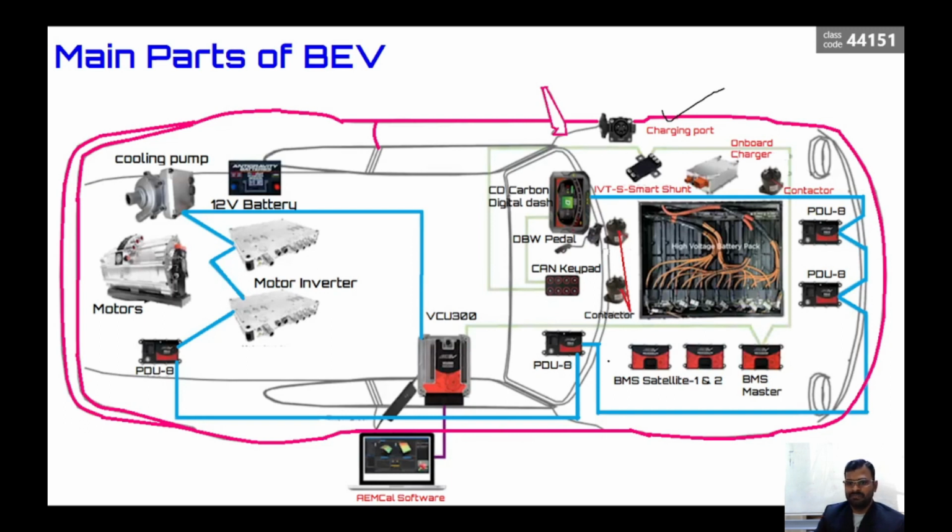We also have other devices or equipment like the carbon digital dash, which shows you all the parameters while you are driving the car, the DBW pedal, that is the drive by wire pedal, and the CAN keypad. We have two contactors to connect the high voltage battery to the inverters and other equipment. Apart from that, another important system in this BEV is the battery management system, where we have the BMS master and BMS satellite 1 and 2. These are the major parts of any BEV system.